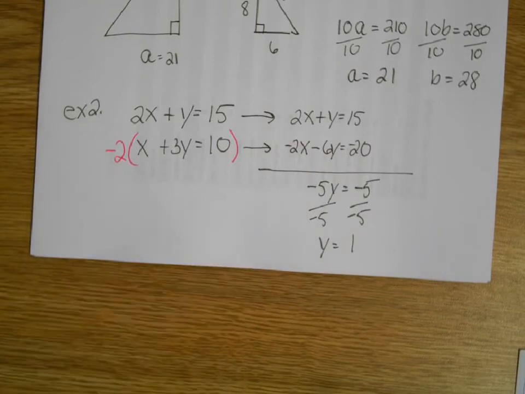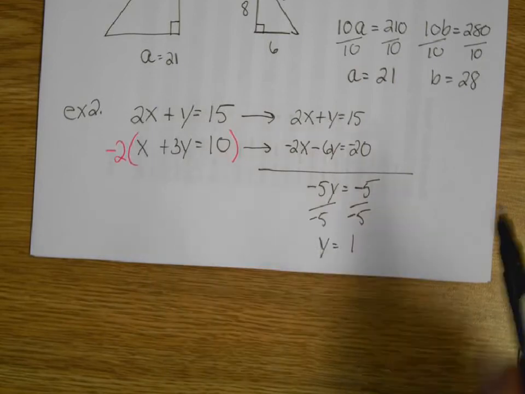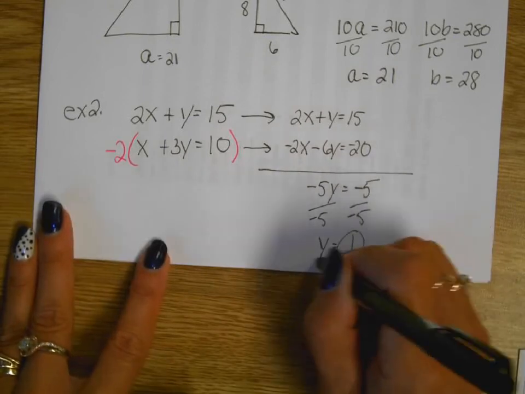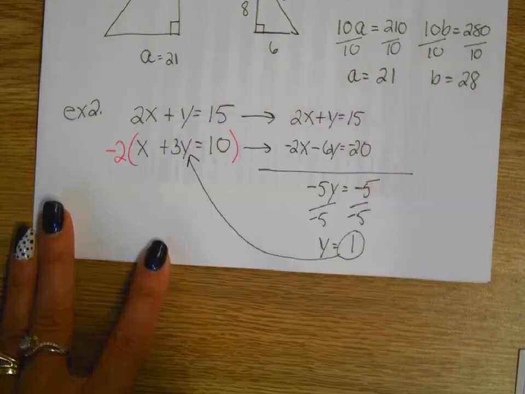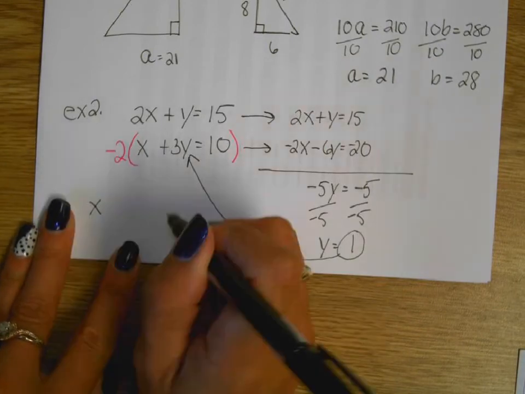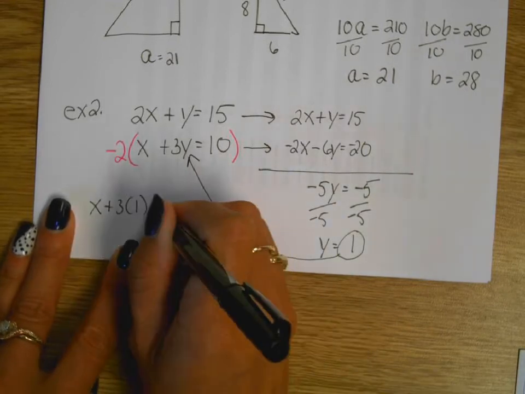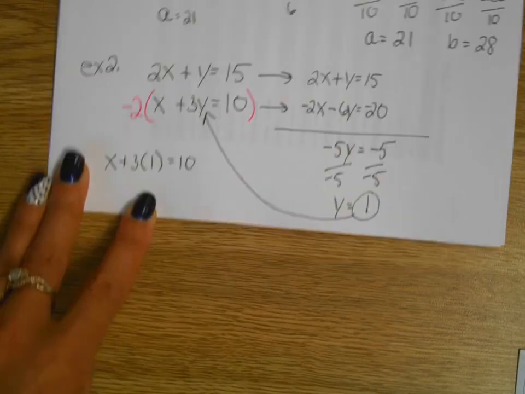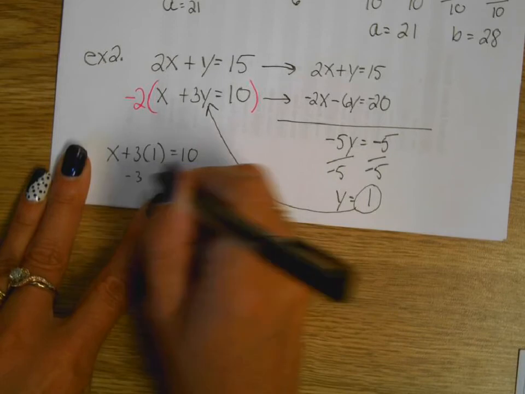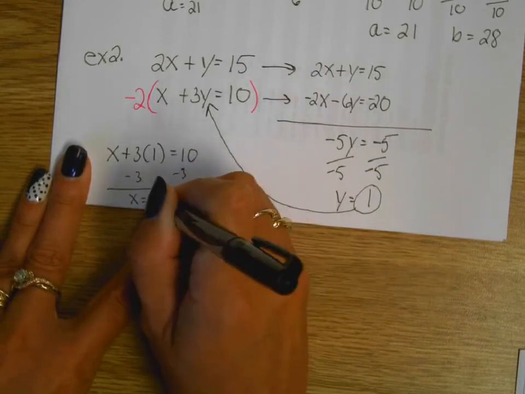And now to figure out your x, you can go back to either of these two original equations and substitute in for the y. And just work with the one equation, because then you'll only have one unknown. I'm going to go right here, because it's easy to draw my arrow there. So I'll have x plus 3 times 1, just so you know where it's coming from. That's going to be 3. If I subtract 3 from both sides, x equals 7.